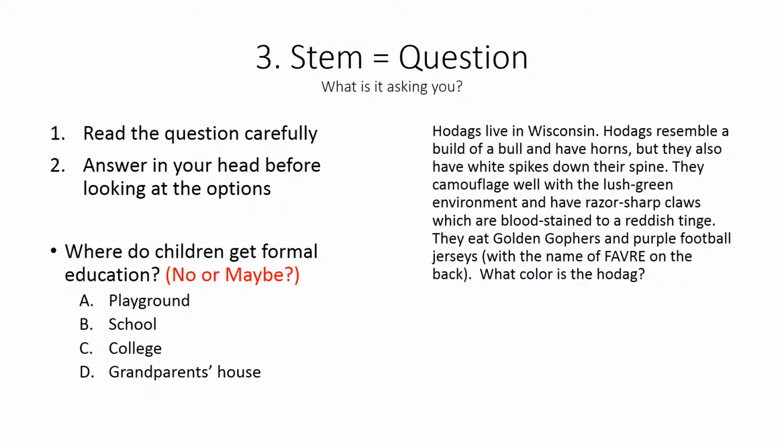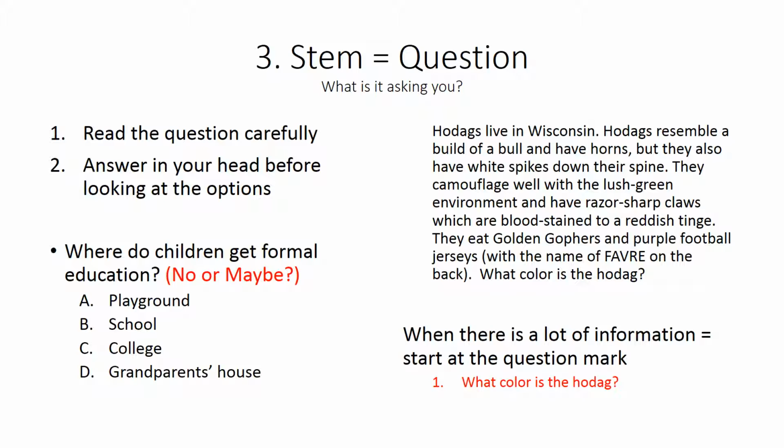Some questions will be super long, and here's an example. Instead of reading through that 3 or 4 times, here's a trick. Start at the question mark. The question mark is all the way at the bottom, and it says, what color is a hodag? I don't know what color a hodag is, so I'm going to start reading, paying attention for anything that tells me what color it is.